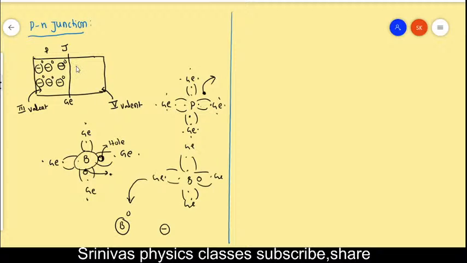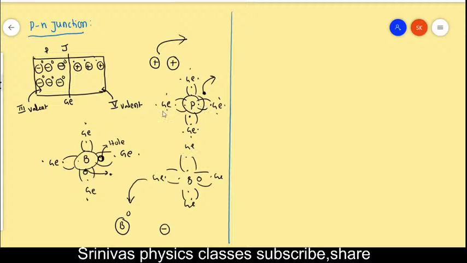We are writing like this: the phosphorus has one extra electron. If this extra electron is lost, it will become a positive ion like this. We are writing positive ion in place of that one electron. When it becomes the positive ion, if the electron is lost for any reason, I'm writing like this. If the electron is lost, what remains? A positive ion remains.